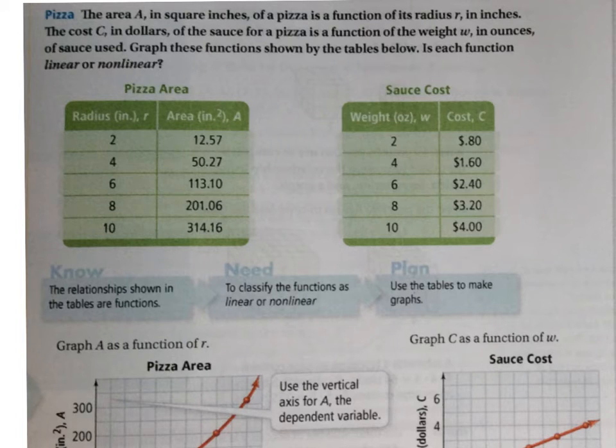As you see in this example, I have a problem dealing with pizza. In this, the area A in square inches, not a square pizza, but square inches, is a function of R. The cost in dollars for the sauce of a pizza is a function of the weight in ounces. We're going to graph these functions and decide if the functions are linear or nonlinear. So we know that they are functions, but we don't know if they're linear or nonlinear. So we're going to go ahead and make graphs.